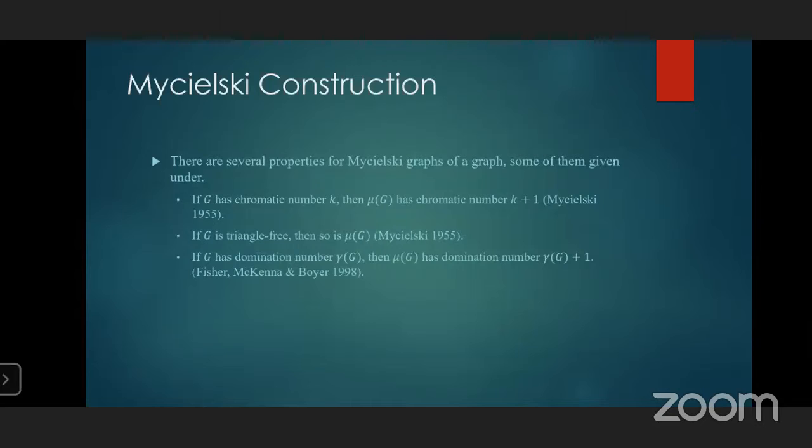There are several properties for Mycielski graphs of a graph, some of them given here, like if G has chromatic number k, then μ(G) has chromatic number k plus 1. And if G is triangle free, then so is μ(G). These are Mycielski's findings, and after him, Fisher and McKenna-Boyer found that if G has domination number γ(G), then μ(G) has domination number γ(G) plus 1.